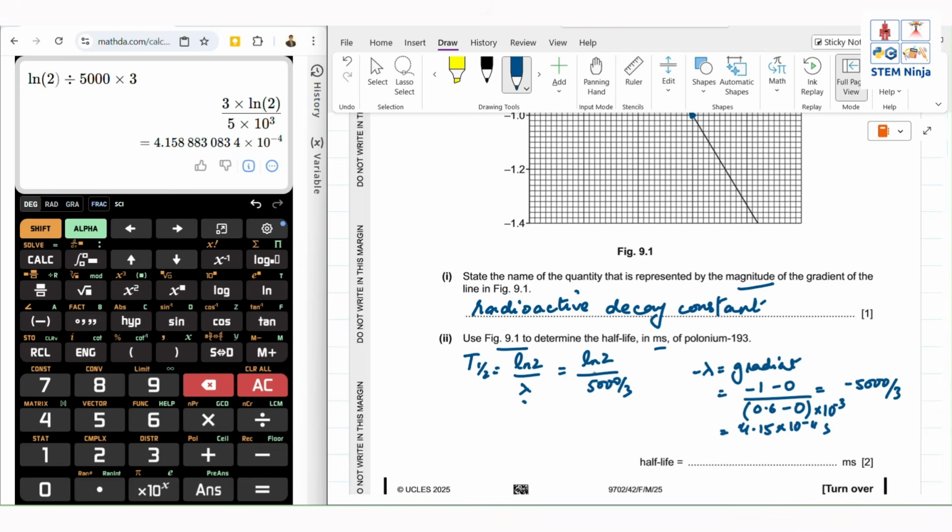We need to convert this into milliseconds. It's a simple math procedure. For example, if you have 10 raised to the power minus 4 and we need to make this minus 3 instead, we multiply by 10 and divide by 10. So the right side becomes 10 raised to the power minus 3, and this becomes 0.415. So 0.415, 0.42 milliseconds.